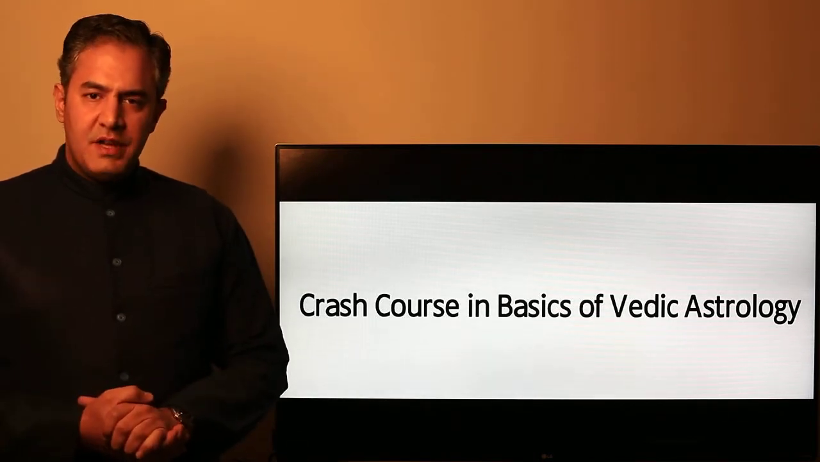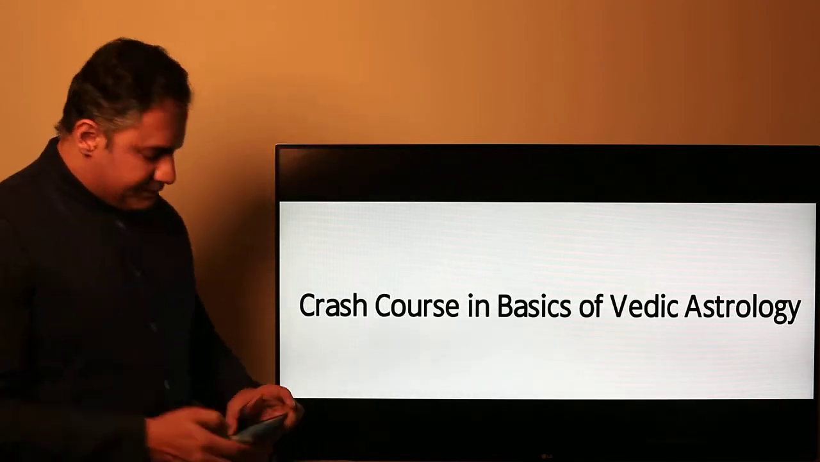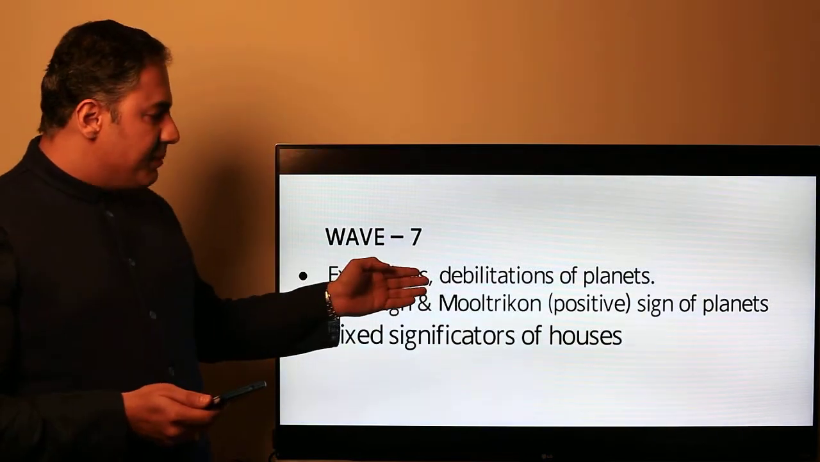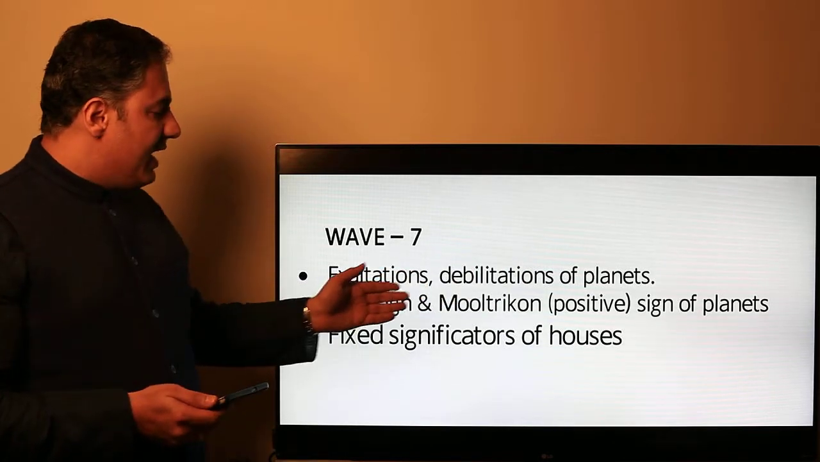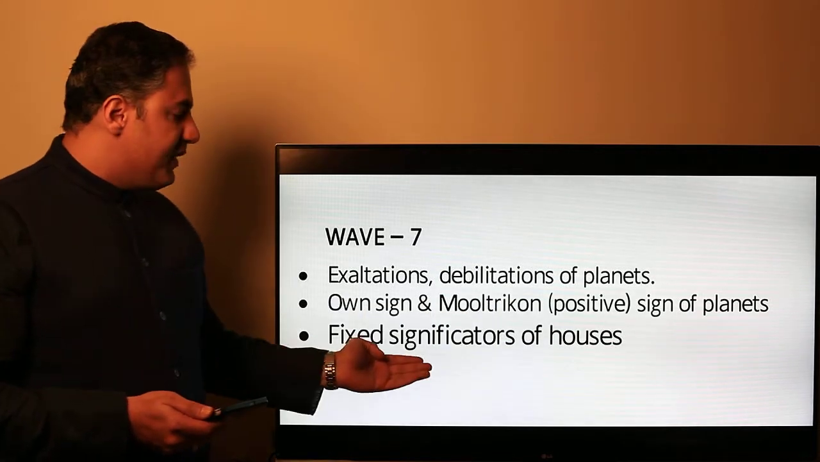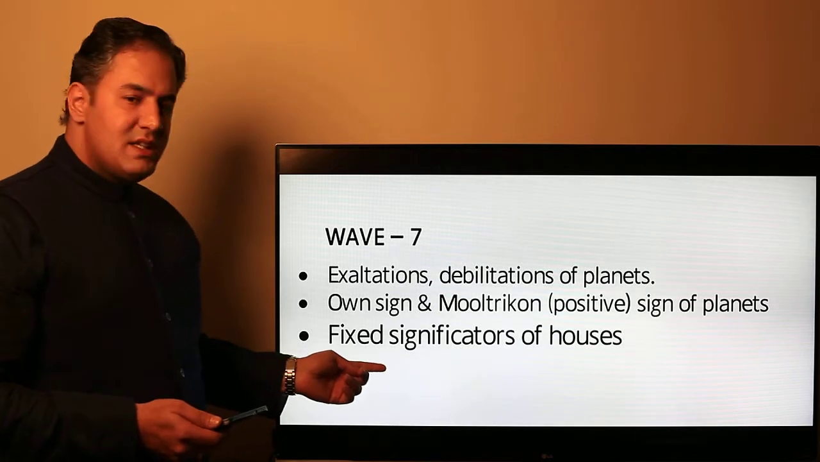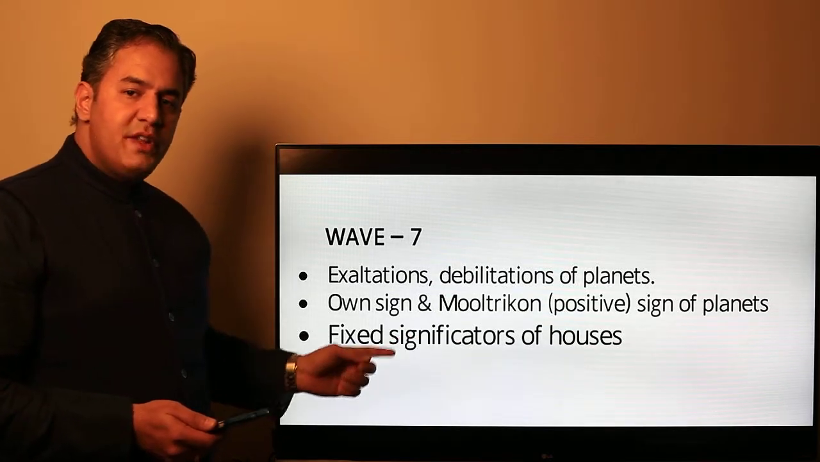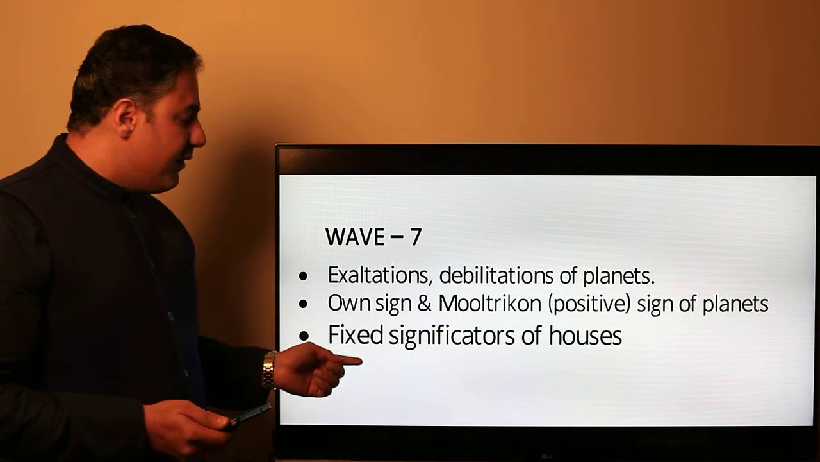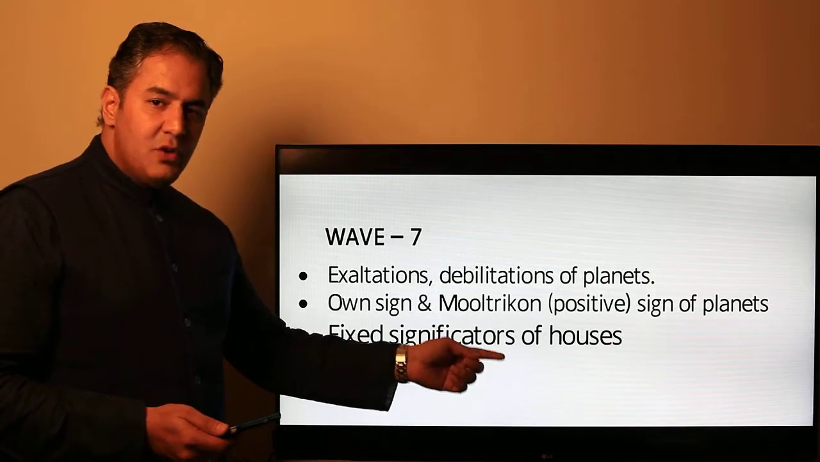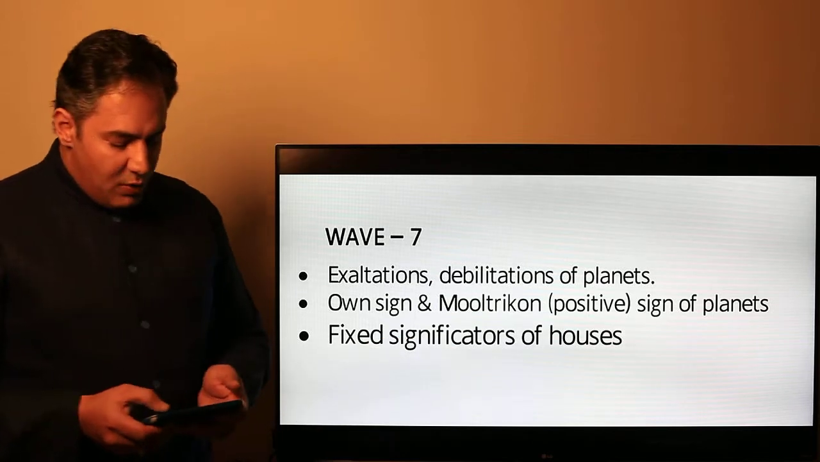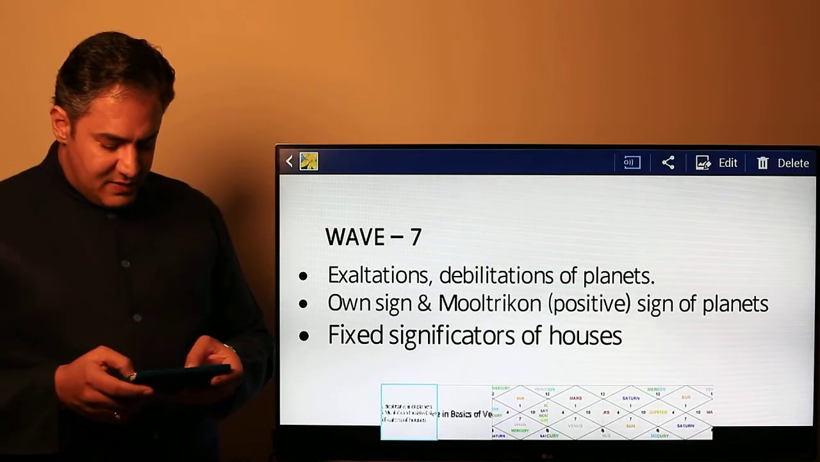In this episode of the 7th wave, we would be learning about the exaltations and debilitations of planets, own sign and mooltrikona. Basically, mooltrikona is the positive sign of a planet, and fixed significators of houses. Now do not confuse this fixed significator of houses with the fixed significator of planets. The fixed significators of planets are different from those of houses. This is a different thing. Do not confuse this with the significations of planets. So, starting with exaltation and debilitation of planets.